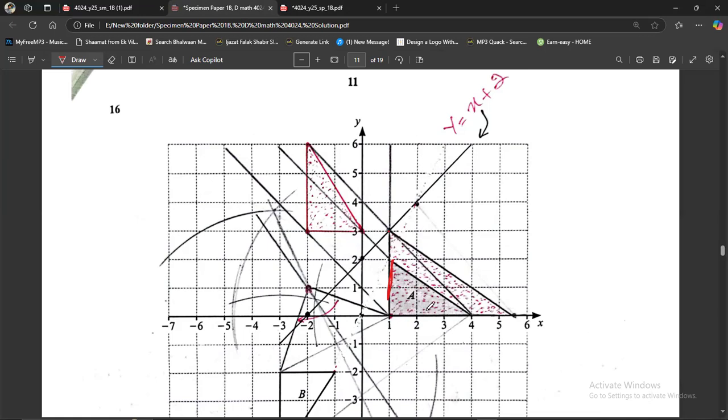So 1, 2, 3, 4, and 4 points. So this is the point. Then I join them, and you can see this. I have put red dots in it, so you can understand that new triangle form.